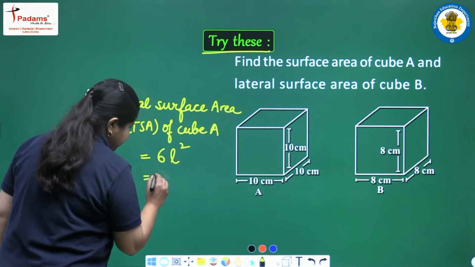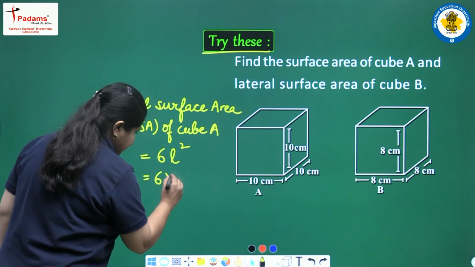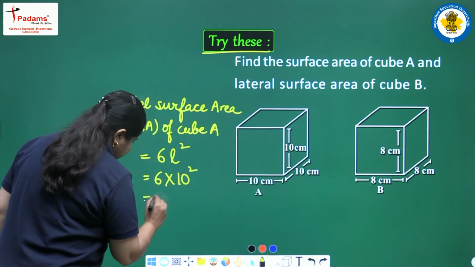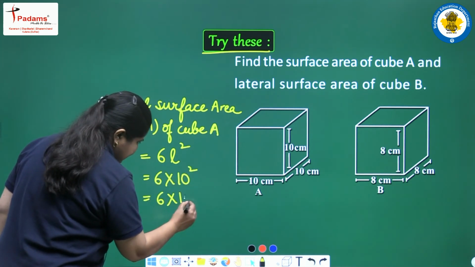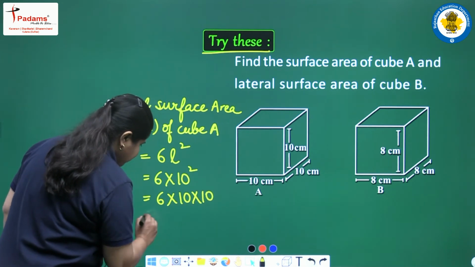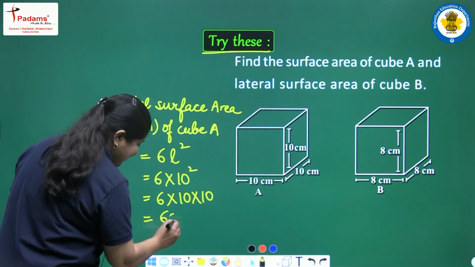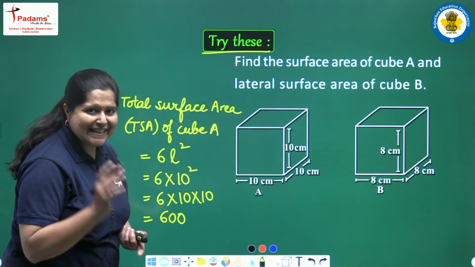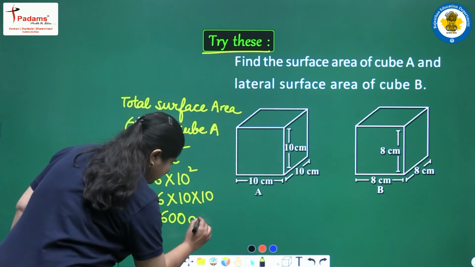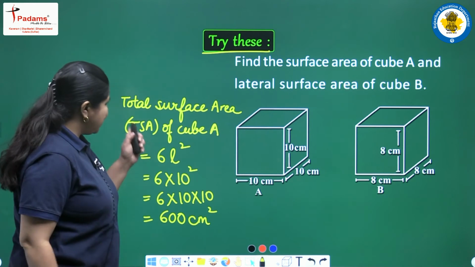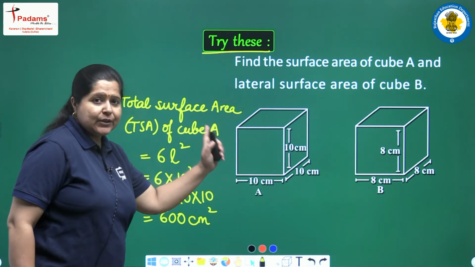And here you can see the side is 10 centimeters. So 6 into 10 square. 6 into 10 square means multiply 10 by 10 2 times. And now this will be 600. And what will be the unit? Yes, it will be centimeter square. With this we have found the total surface area of cube A.